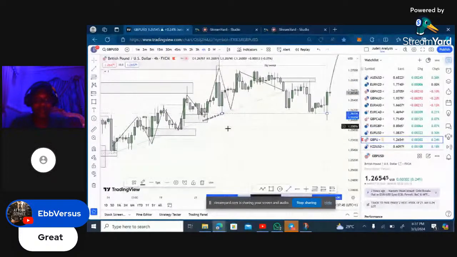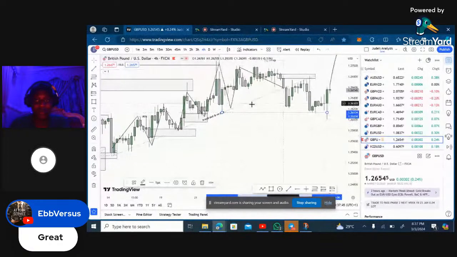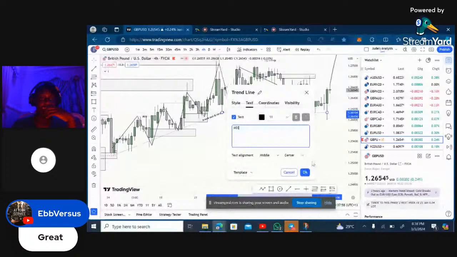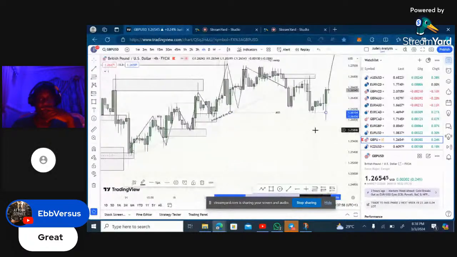Why did I call this a change of character or a market structure shift? I was expecting this low to hold price, but that didn't happen. The market came and swept this low. So I'll mark this as a market structure shift. So overall, I'm expecting the market here to be bearish, right?